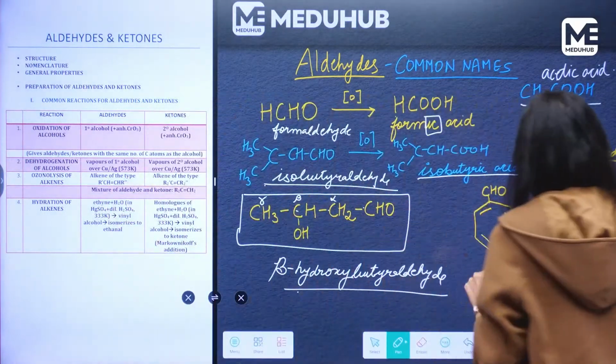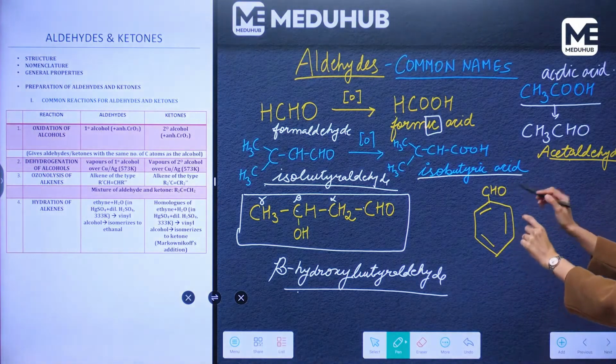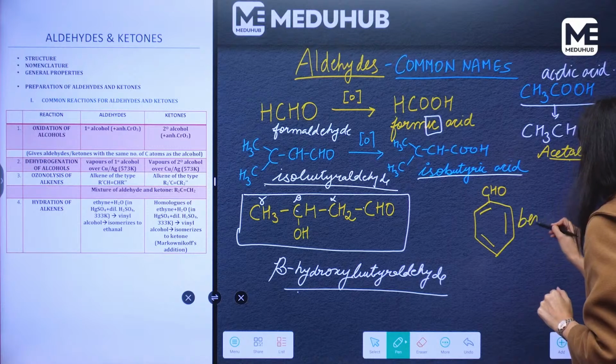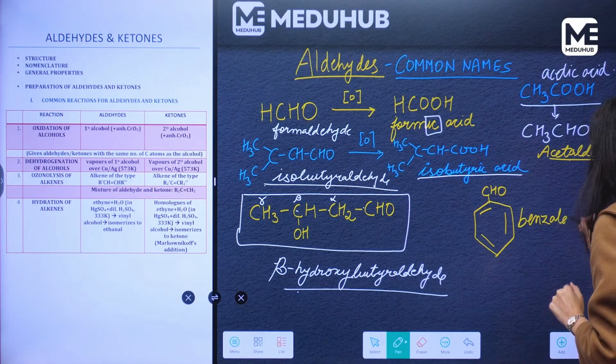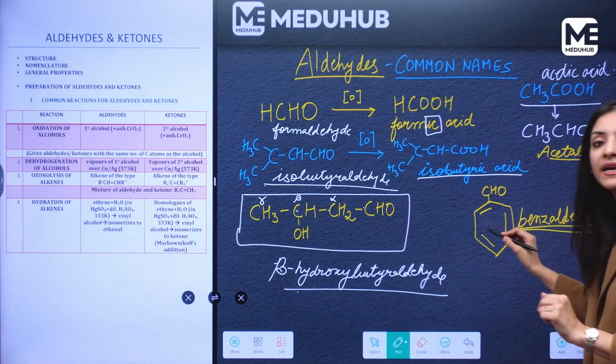Look at this example here. We have a benzene ring to which a CHO group is attached. This is the simplest of the aromatic aldehydes. This is called benzaldehyde. Benzaldehyde is the accepted common as well as the IUPAC name of this simplest aromatic aldehyde.